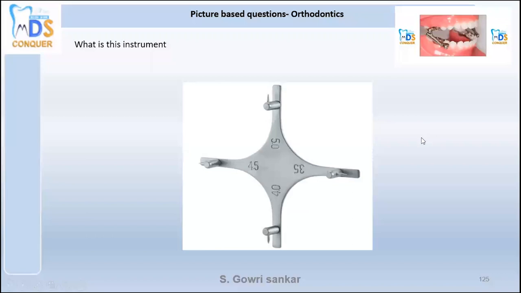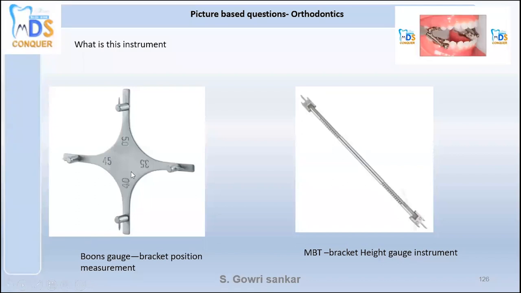What is this? This also was given once. Yes, Boone's gauge. Why is Boone's gauge used? You can see the measurements. It is used to measure how far from the incisal tip the brackets are kept in a straight wire technique. It is used for bracket position measurement, particularly in MBT technique. Both sides you have markings 3.5, 4, 4.5 like that. MBT is a form of straight wire technique recently used, whereas this other one can be used for edgewise or any type of straight wire.